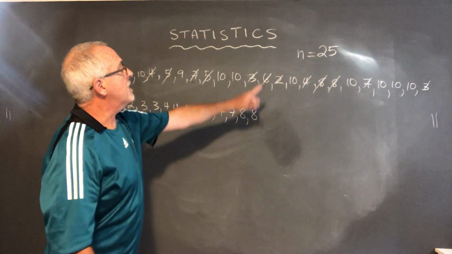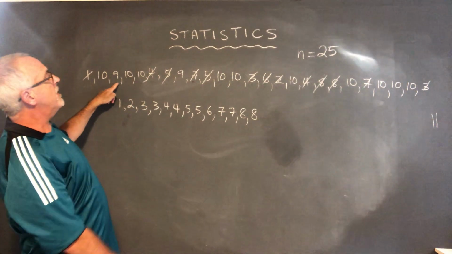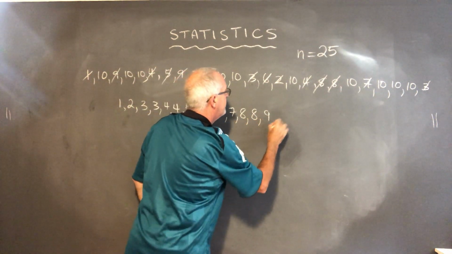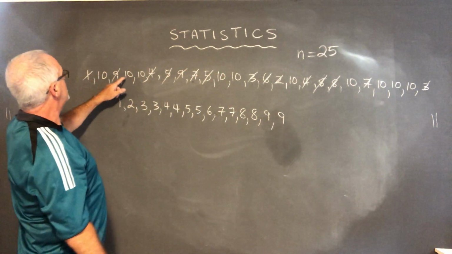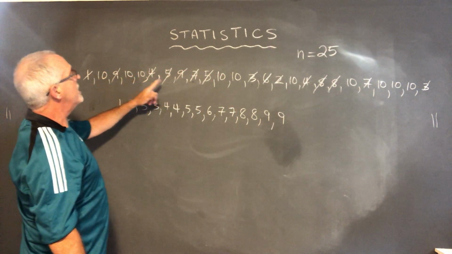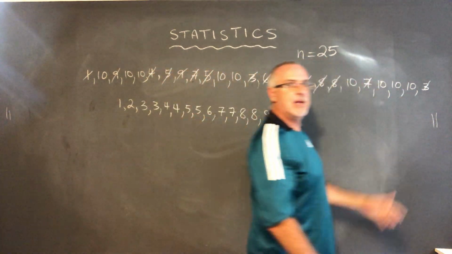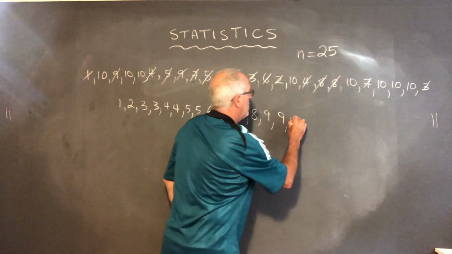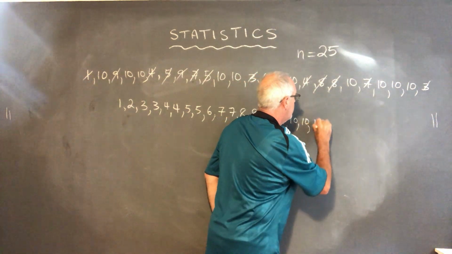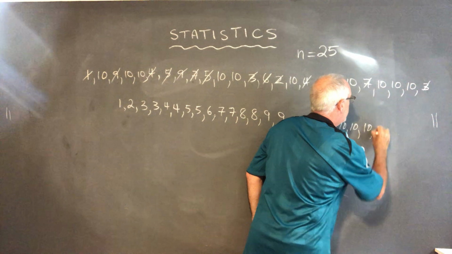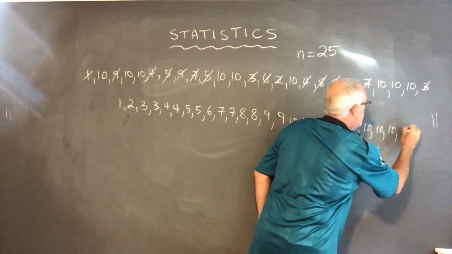Okay, so 2 8s, I got them both crossed out. How many 9s? I have only 2 9s. Both crossed out, both listed. How many 10s? 1, 2, 3, 4, 5, 6, 7, 8, 9, 10 10s.